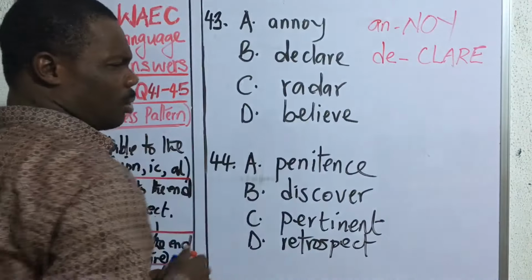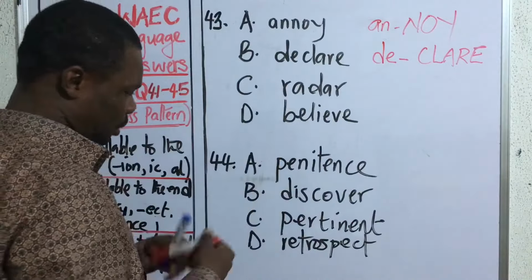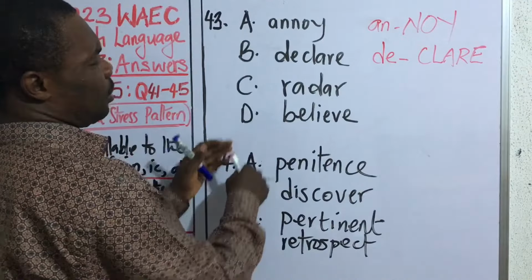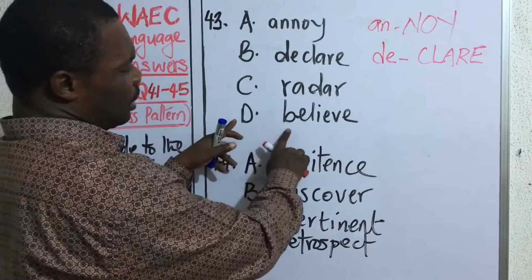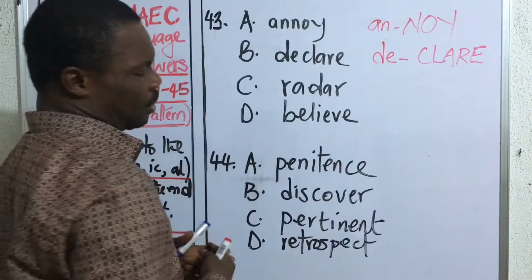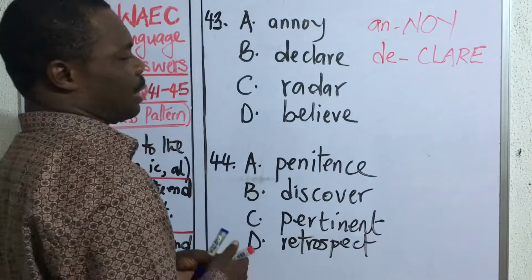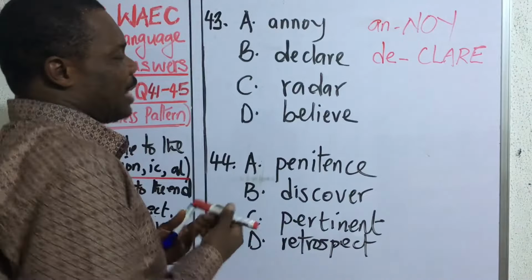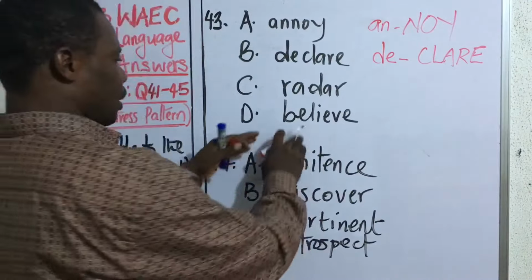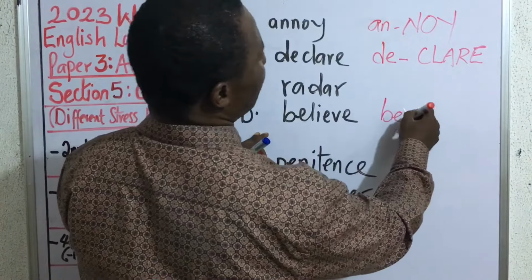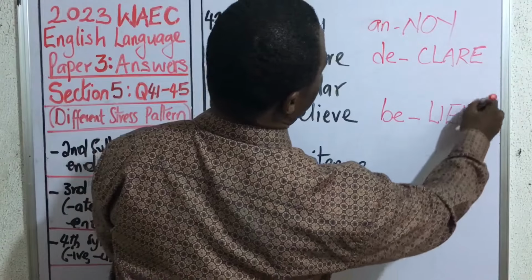Radar. Let's assume you don't know the meaning of radar because it's not a common word. What about D then? So you can just leave that option and come to D. This is believe. You ask yourself, is this a verb or is it a noun? Of course, to believe is to accept something, to digest something. So this is a verb. Therefore, the second syllable is going to be stressed. So you have here be and then you have leave.